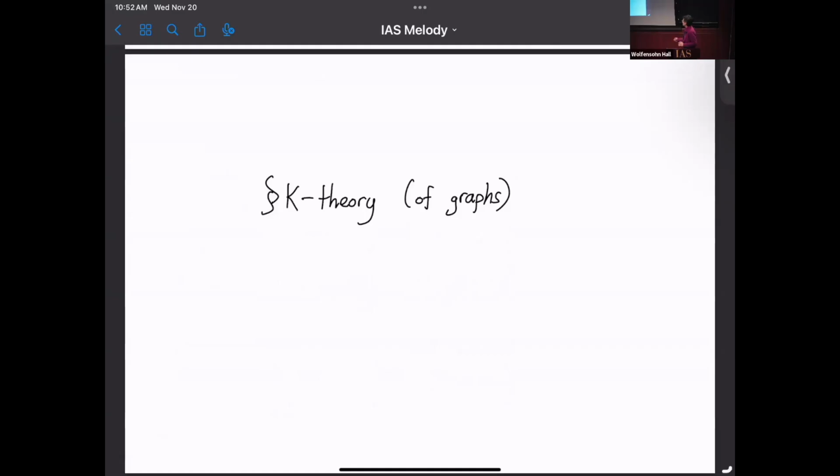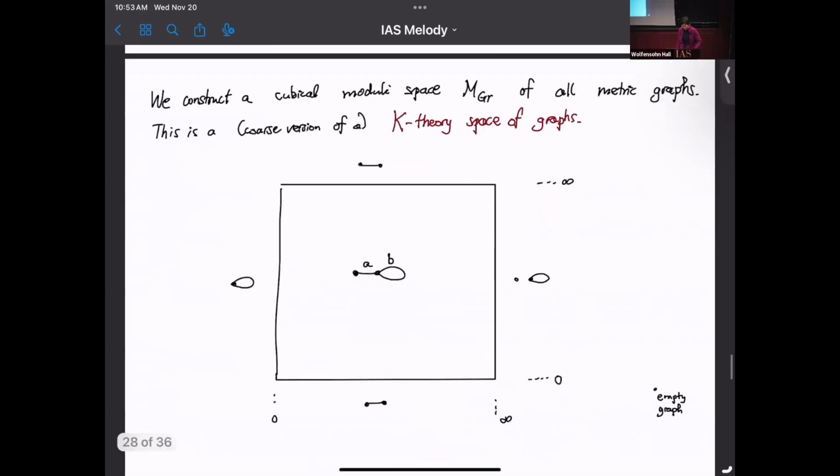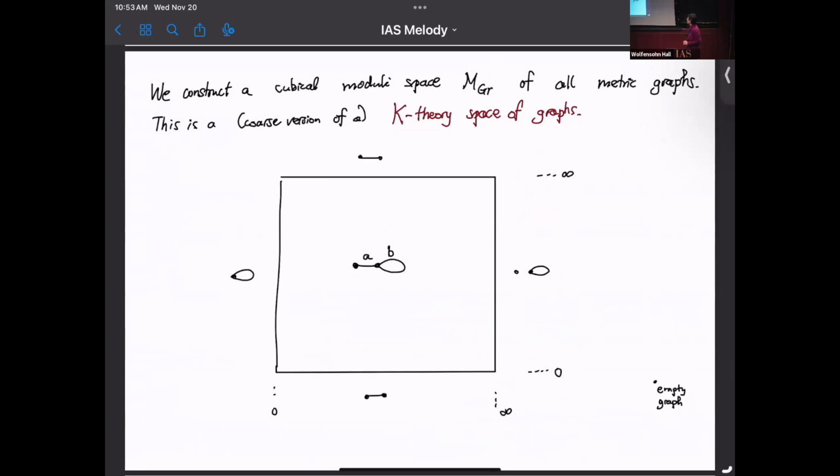But let me start with the K-theory of graphs. This is one of the ingredients, and it's one ingredient that I can pick out as almost independent, certainly of independent interest. All right, so let me construct for you a space that is closely related to M_g trop, the moduli of tropical curves. But here it is not tailored to stable curves. It's a moduli space, a coarse moduli space perhaps, of all graphs, all metric graphs, M_GR.